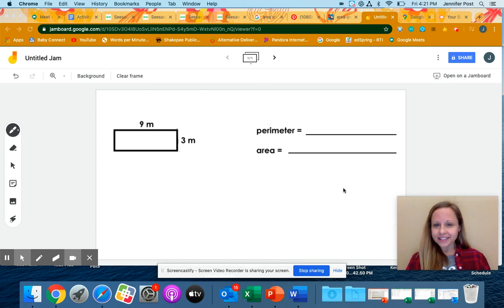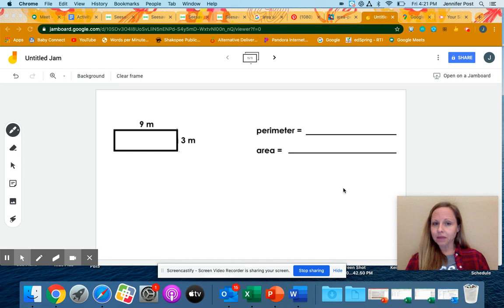Hi, fourth graders. Today we're going to be reviewing how to find the area and perimeter. In this example, we're going to talk about area and perimeter of a four-sided shape like a rectangle or a square.